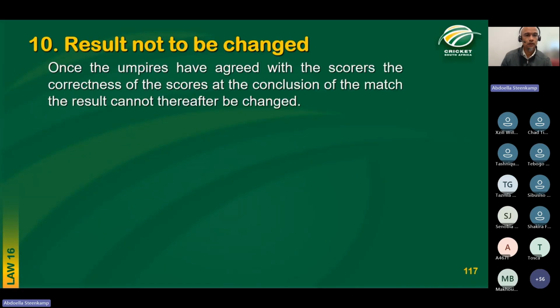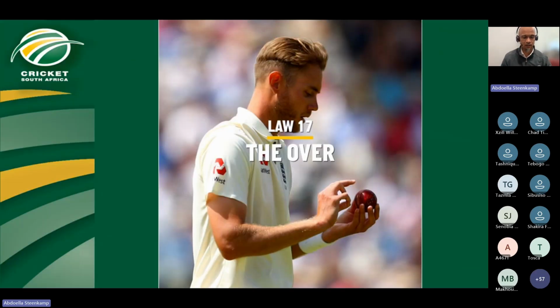Once the umpires have agreed with the scorers with regards to the correctness of the score at the end of the game, scorers are happy, everyone is happy, that is the score. Then the result cannot be changed afterwards. It cannot come later or the next day, saying, oops, umpire, sorry, there was a mistake. As soon as both umpires and scorers are happy, after that, the result cannot be changed.